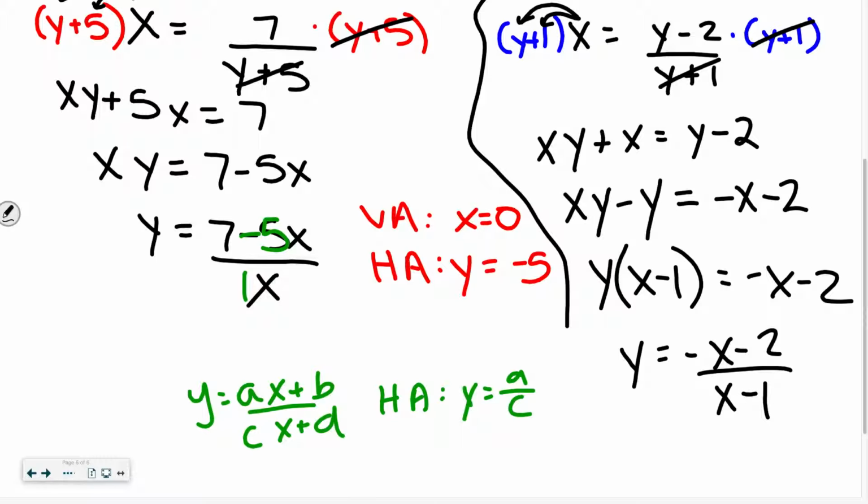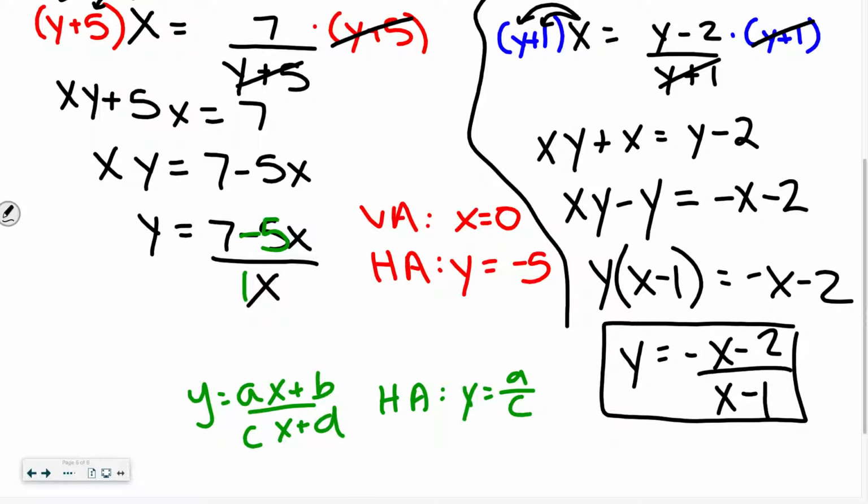The answer to the inverse of a rational function looks like another rational function. Don't get cancel happy. Just leave it alone. You know, if you want to stop and check, does it make sense in terms of switching x and y, vertical and horizontal asymptote?